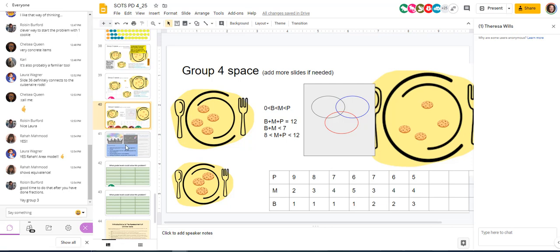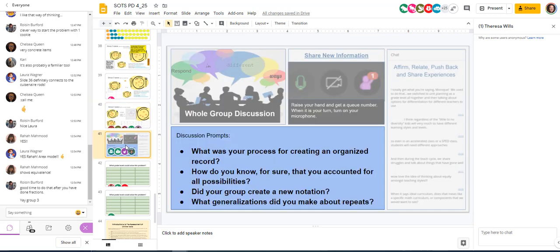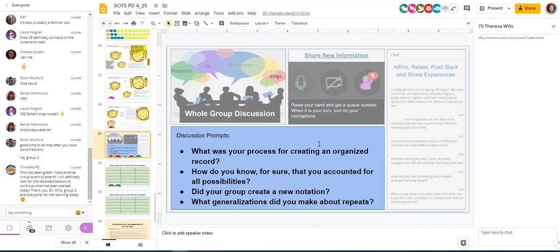All right, folks, we are going to sum up because our time is up. I hope I did this a little bit of justice with the whole group conversation here. My main questions were on slide 41. I wanted you to focus on creating an organized record, whether it was through tree diagrams, tables, or graphs. How do you know for sure that you accounted for all possibilities? That question is going to bring your rigor up really high. Some groups created this new notation with parentheses and commas. And I would also ask students, what generalizations did you make about repeats? And how did you account for that?